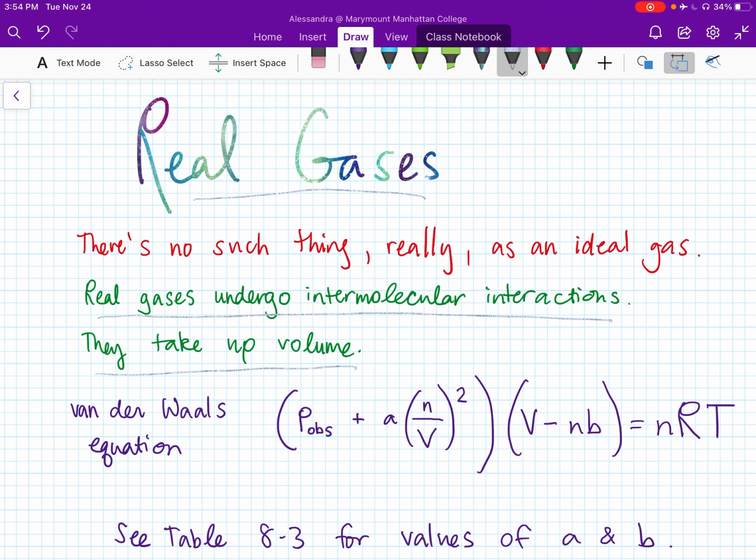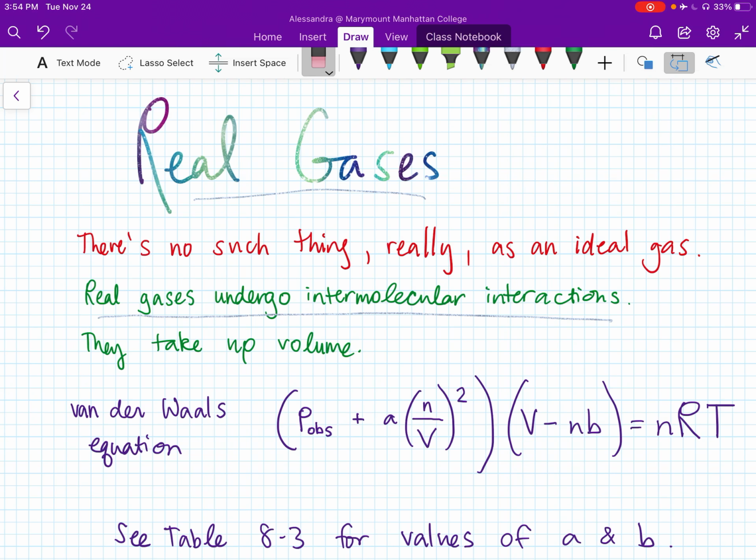So in order to do that, there's a special equation that takes the ideal gas law and corrects it for the pressure and the volume to take into account intermolecular interactions and the fact that real gases take up space. And that equation is the van der Waals equation. So the van der Waals equation is a corrected version of the ideal gas law. And in it, we take the observed pressure, which is the pressure of the real gas, and we correct it using this A factor. So this A is a pressure correction. I'll talk about it a little bit more in just a minute.